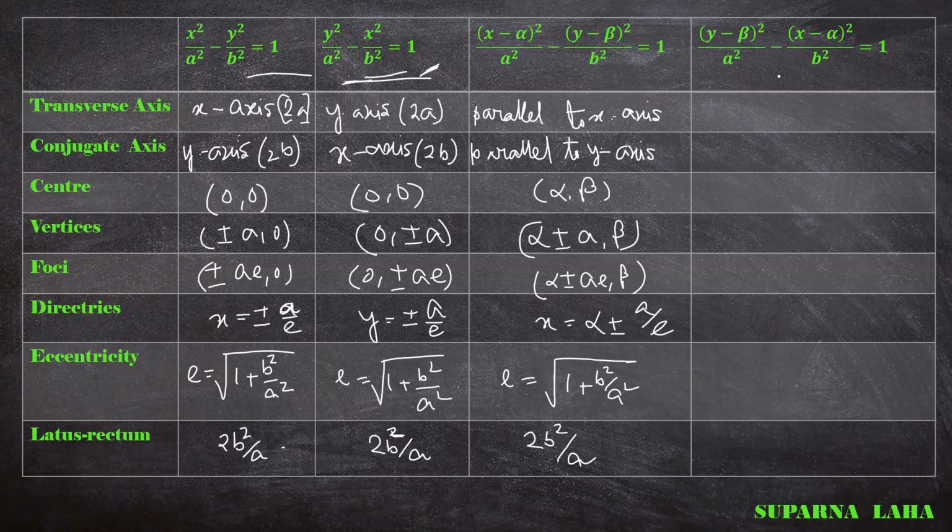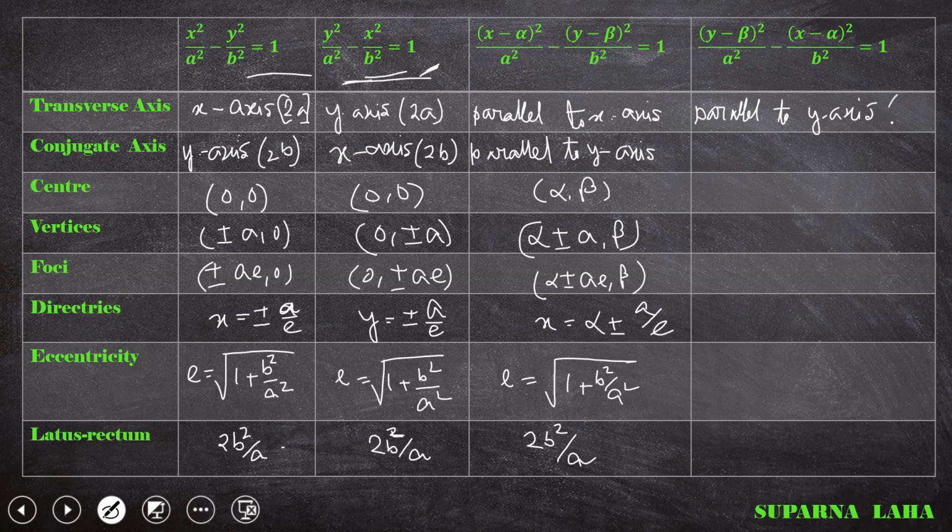Next, the last equation, y minus beta the whole square by a square minus x minus alpha the whole square by b square equals 1. Now the transverse axis of this equation is parallel to the y-axis, and the length is 2a, and the conjugate axis is parallel to the x-axis, and the length is 2b.